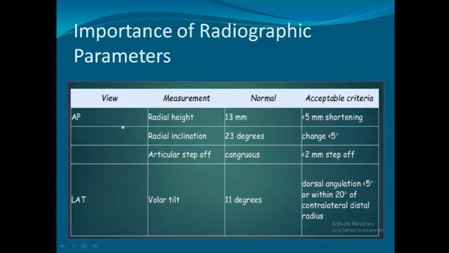Articular step off: if there is a difference in the articular surface, there has been an articular fracture. If there is more than 2 mm step off, 2 mm up and down for the articular surface, it is unacceptable, we will not accept that. And the volar tilt, normal is 11 degrees. So if there is dorsal angulation less than 5 degrees or within 20 degrees of the contralateral distal radius.